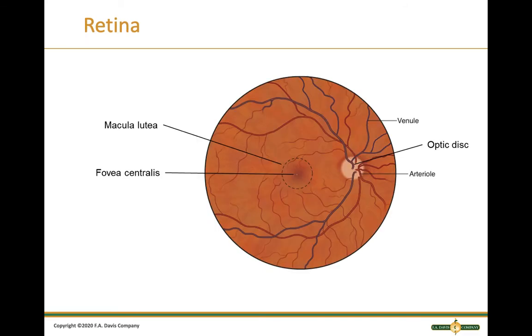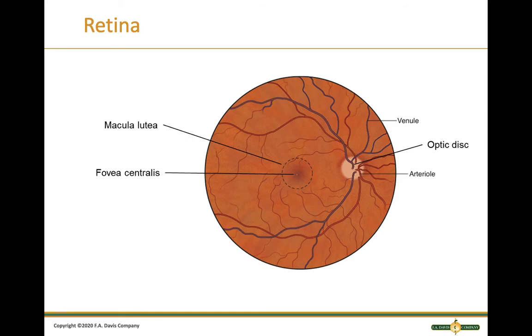Then if we look at the retina, we see in the center, the macula lutea is the center of the retina. It has lots of cones, so it gives us a sharper vision. Then in the very center you have the fovea centralis. It's an area with really, really concentrated cones, just cones. That's where we get our sharpest vision.